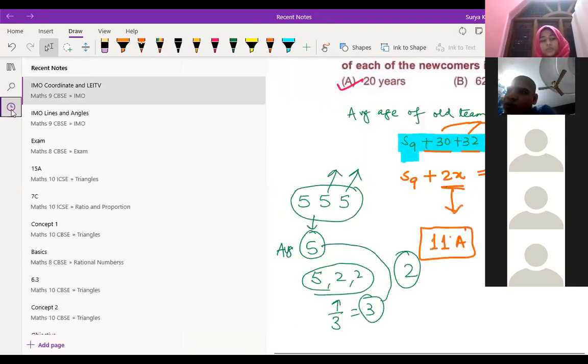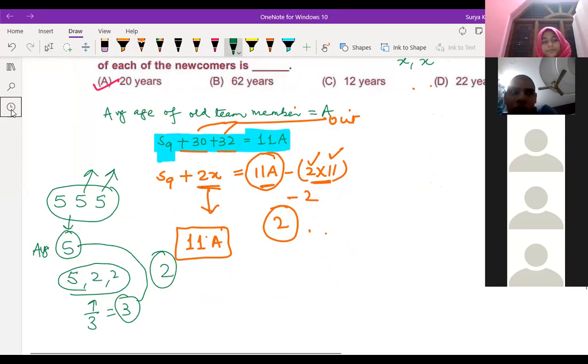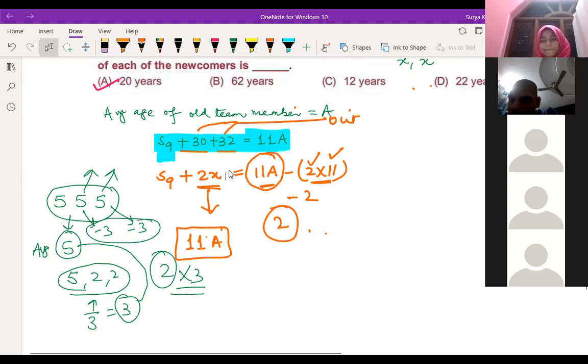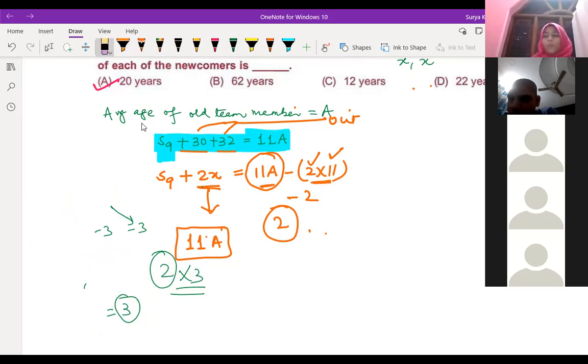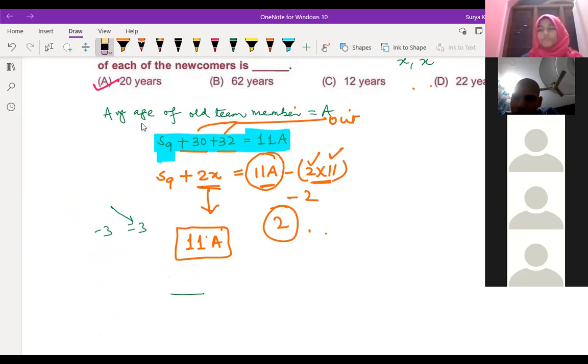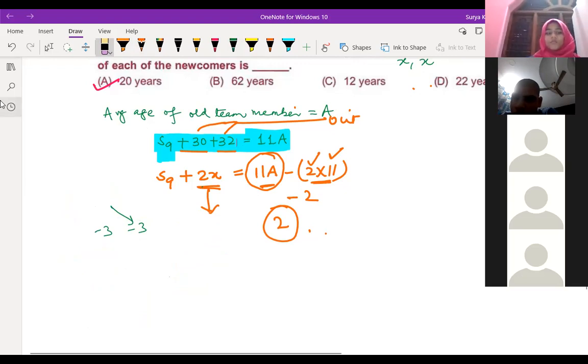So you should multiply by 2. What is happening here? 2 you are reducing means 2 into 3 should be done. So the 6 we should subtract, then only you'll get it, right? See, here we are reducing by 3, and here also we reduced by 3, then only 6 is coming. Correct. That's why this 2 is going to multiply with 11, because the average is reducing by 2. It means 2 years is reducing from all the 11 members, not only 2. Understood?